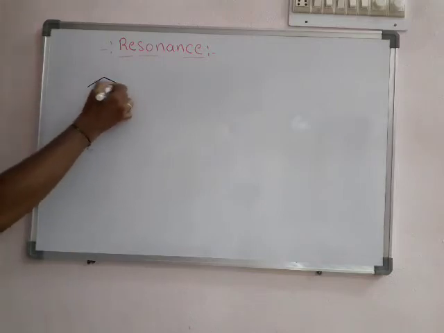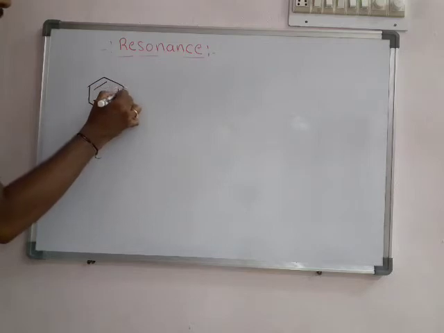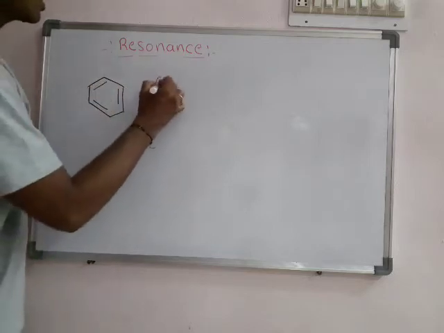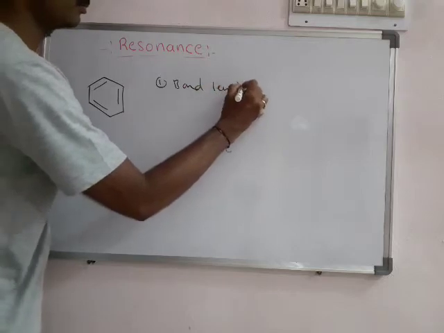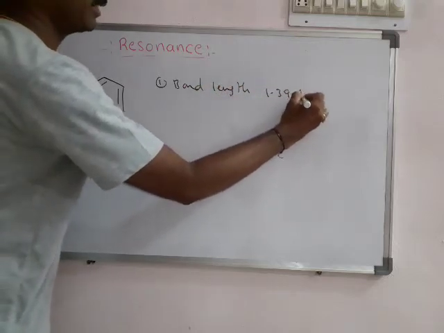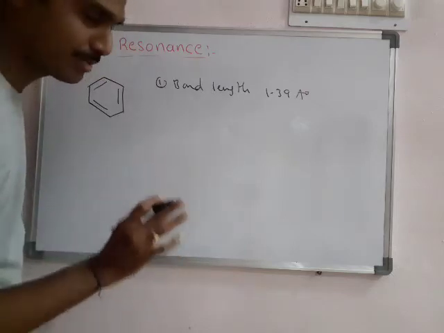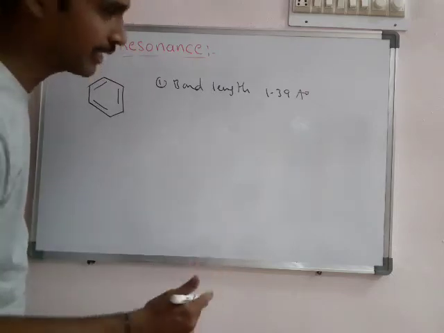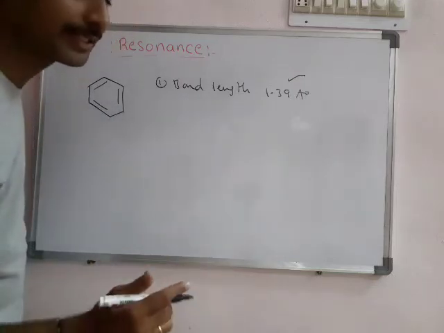For example, so I am taking again benzene. So benzene bond length we discussed. Just now we discussed about the bond length. So to explain the bond length 1.39 angstrom, you must take two resonance structures. Only by taking two resonance structures for benzene did we understand why it is 1.39 angstroms.